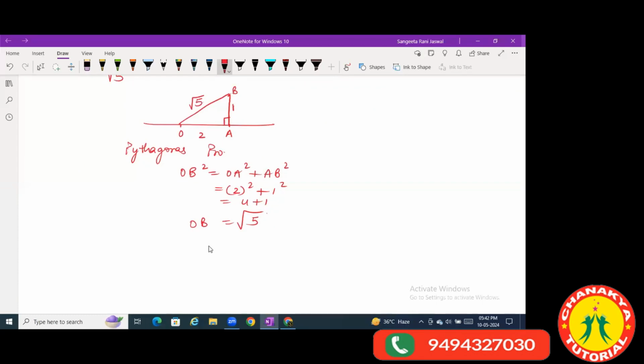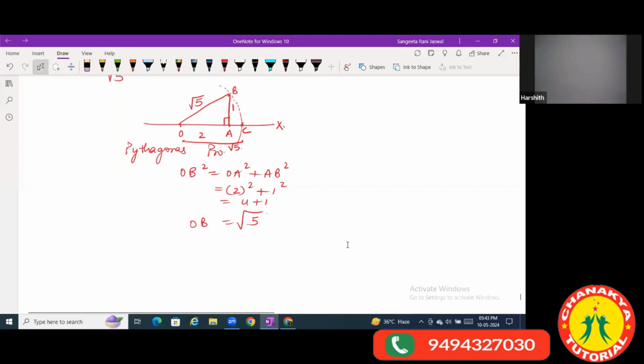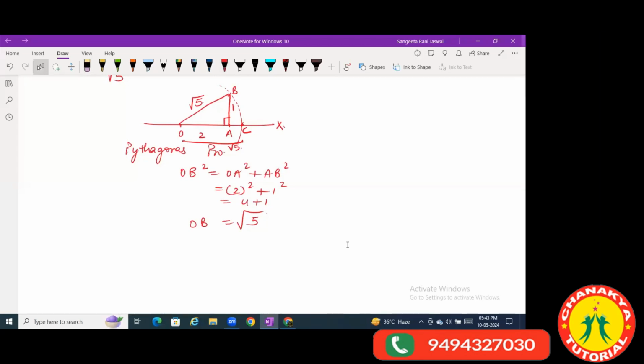Are you getting it? So now with your center at O and the radius OB, just make an arc that cuts the x-axis, the horizontal axis, at a point. From 0 to this point, we name it C. This distance is now root over 5. You get it? So like this, you can make it for root over 7, root over 11, root over 13. You can make so many.